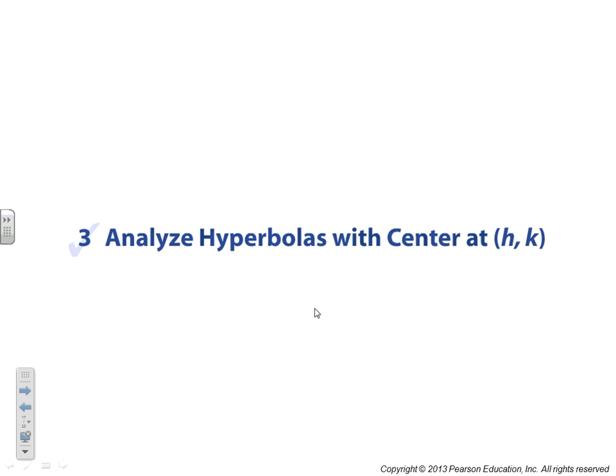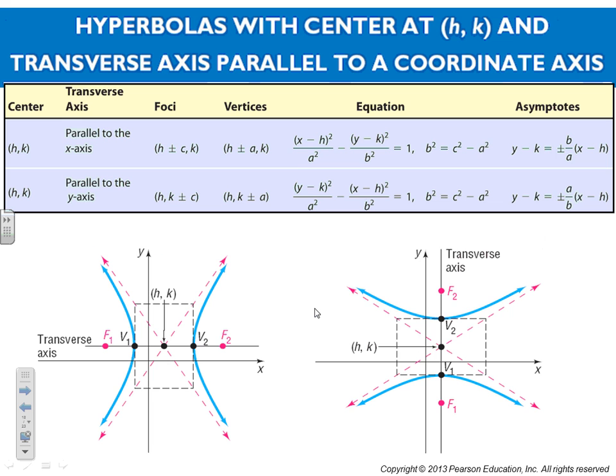All right, so now let's go ahead and move our hyperbola from the origin to anywhere in space. So we're going to have a new center, and it's going to be at h, k. So we're going to rearrange our formula just a little bit, adding and subtracting the h and k into each of the pieces.